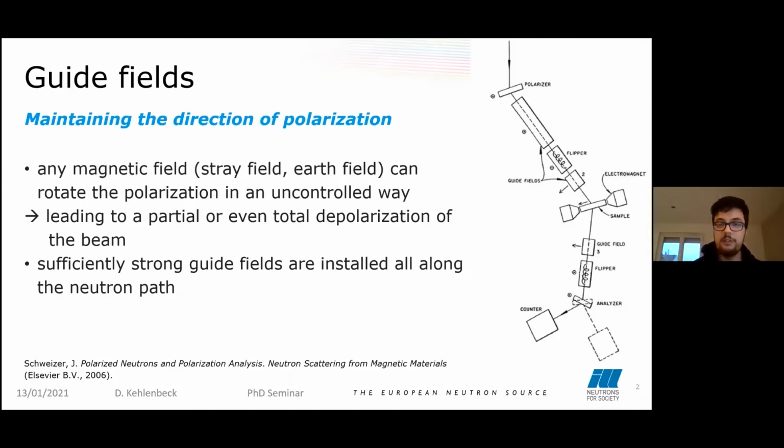Here you can see in the figure the main features of the uniaxial polarization analysis. You can see the guide fields guiding the beam and its polarization from one element of the instrument to another. For example, this guide field here will guide the beam from the polarizer to the flipper, and this from the flipper to the sample, and so on.